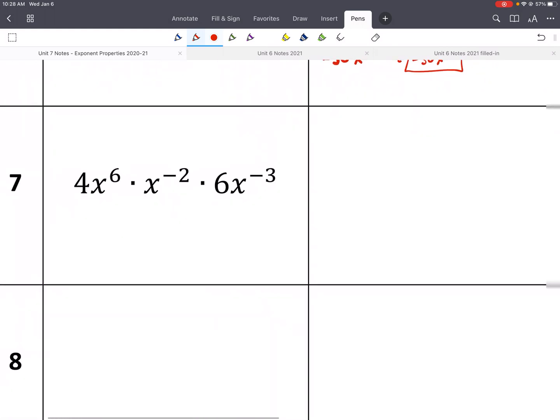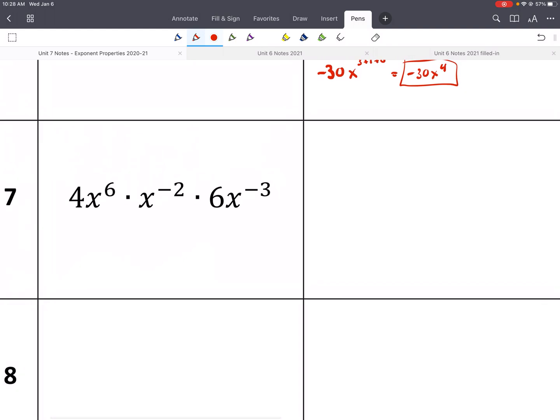All right, last one. Looks like we have a couple negative exponents, and we have 2 coefficients. So let's first take care of that. Let's write that as 24. So 4 times 6 is 24. And then we'll have x to the 6th times x to the negative 2 times x to the negative 3.